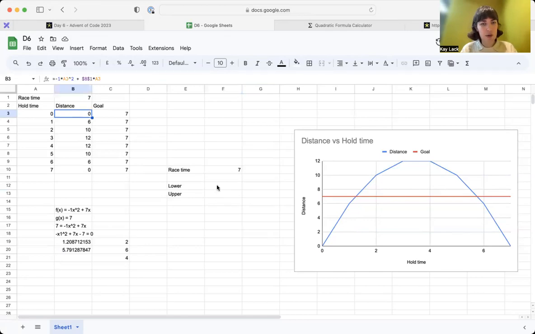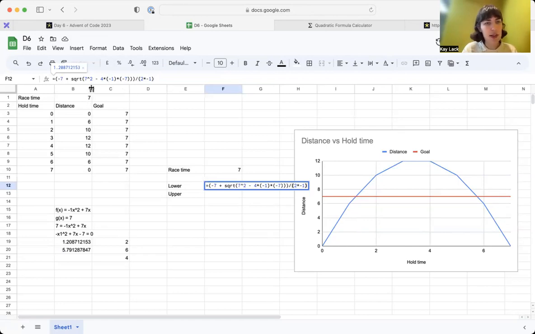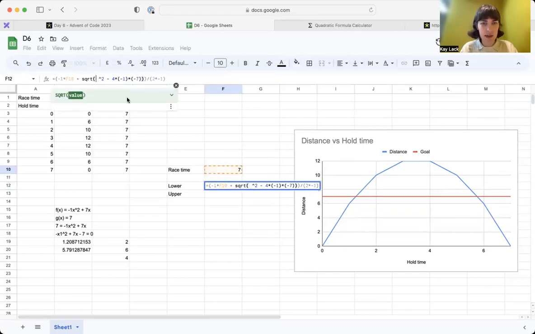Now the -1 is always going to be present. The only thing that changes is 7, I think. Let me look at this. Yeah, the only thing that changes is the 7. So anytime we see 7 here, we need to replace it with race time. This with race time, and this with the race time as well.